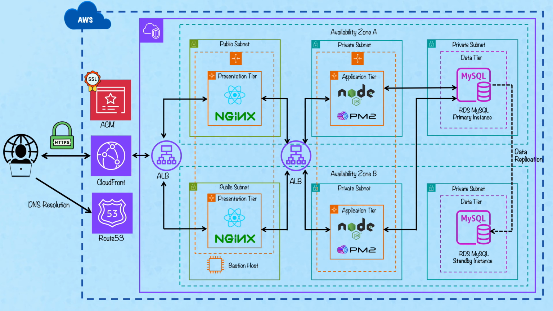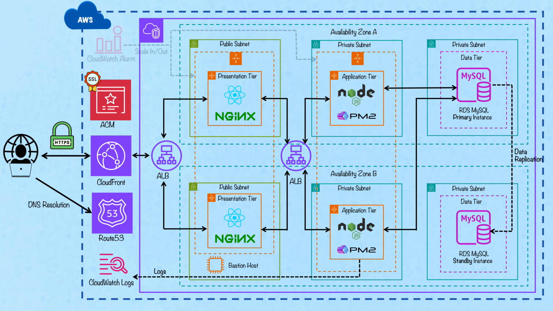To enhance observability and optimize resource utilization, we'll integrate CloudWatch into our architecture. Application logs will be centrally managed within CloudWatch logs, providing easy access for troubleshooting and performance analysis. CloudWatch alarms will be configured to trigger scaling actions within the auto-scaling group, ensuring optimal resource allocation based on demand.